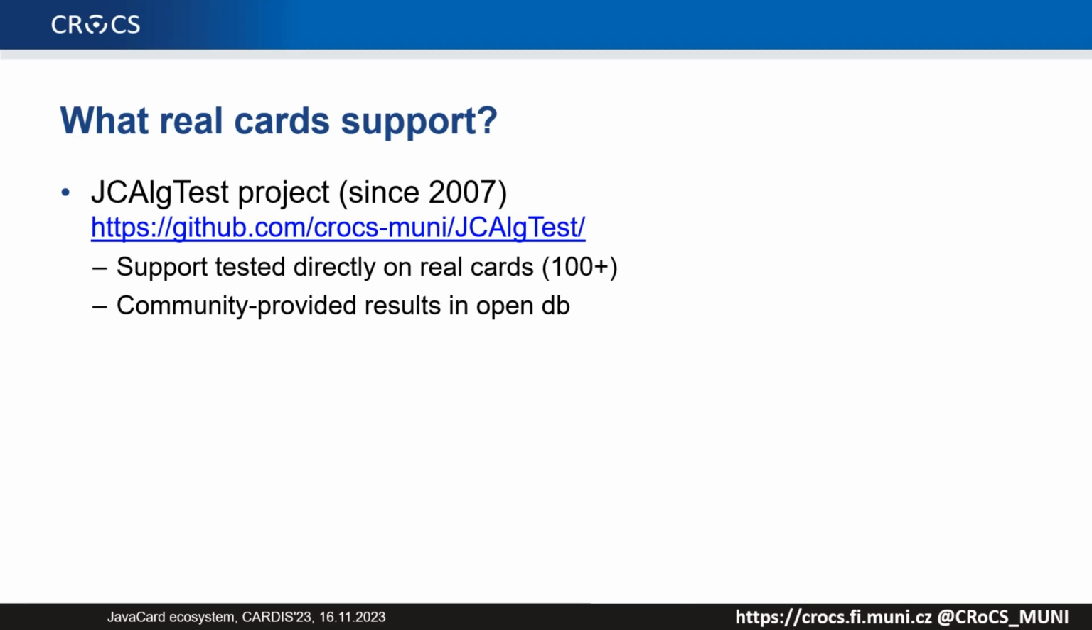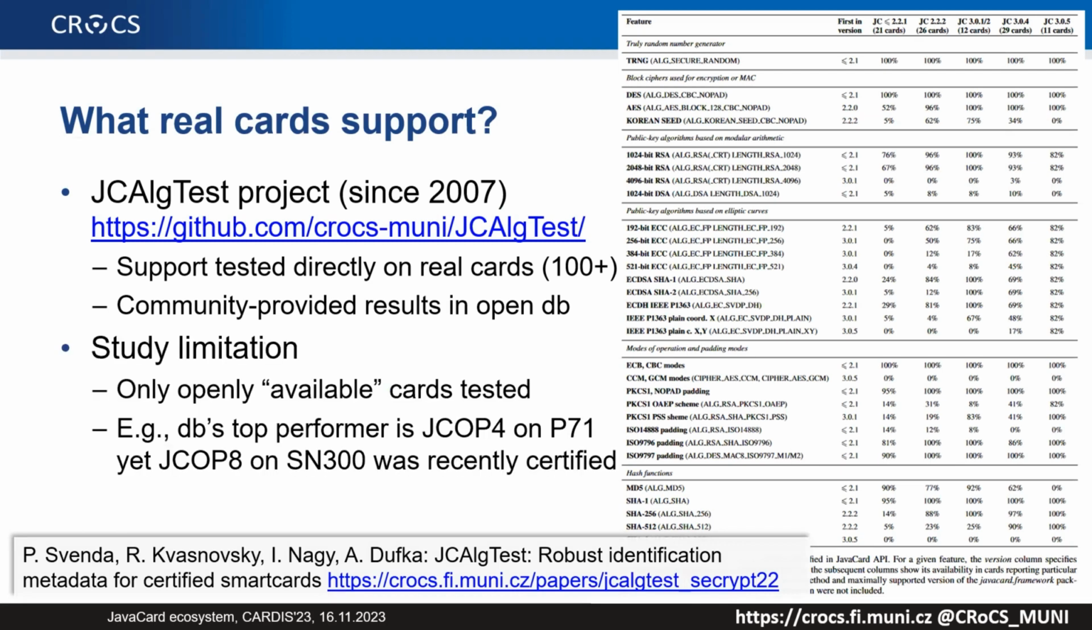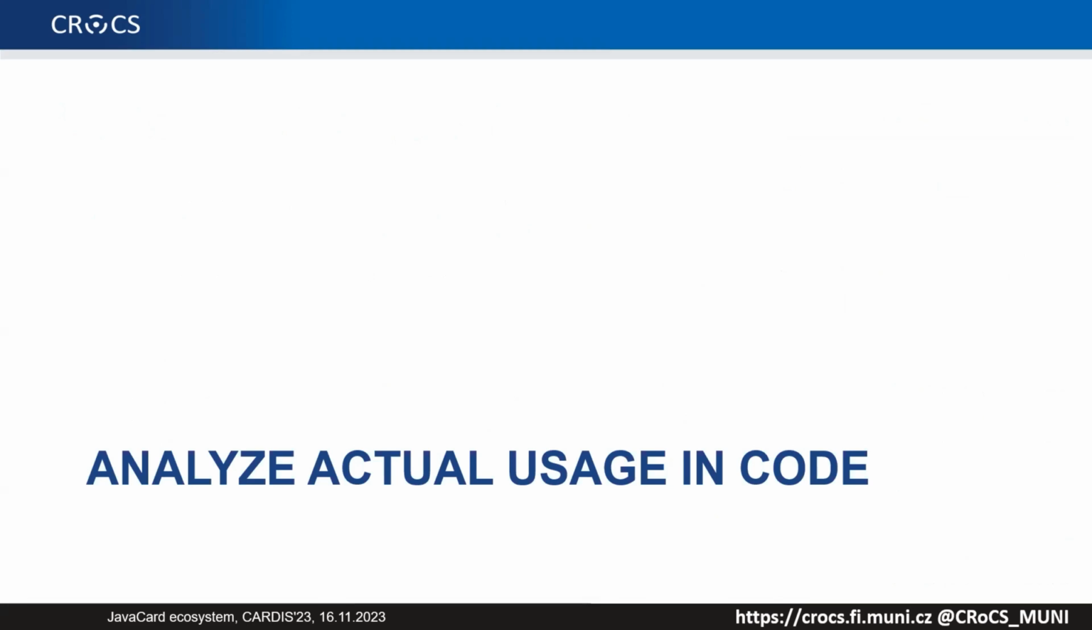Right now, there are more than 100 cards, half of them contributed by the community. Thank you very much for that. And you can then do drafts. If you are interested, we have a paper describing the details, but there is a big limitation. Again, we can't analyze the newest cards. For example, in this open database, the newest card is JavaCard 4 on P71 from NXP. Yet JavaCard 8 on newer versions, with a better processor, is already certified and available to large customers. So we are lagging behind with the analysis, unfortunately, and I think this is damaging for the whole ecosystem.